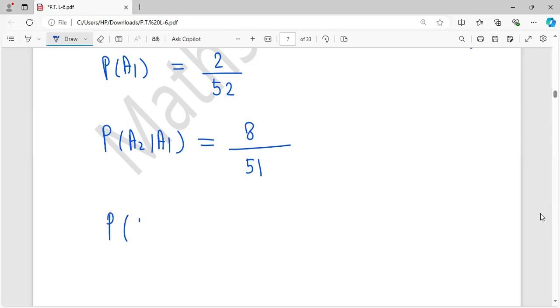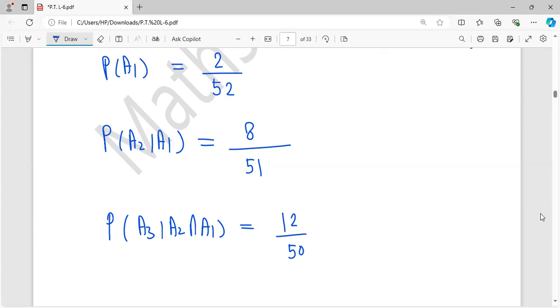Now P(A3 relative to A2 intersection A1). The A3 event is getting a card greater than 3 and less than 7. There are 4 types of cards. In each type, the cards greater than 3 and less than 7 are 3 cards: 4, 5 and 6. And we have 4 types of cards. 3 multiplied by 4, we have 12 options. And because 2 cards are already drawn, upon 50.